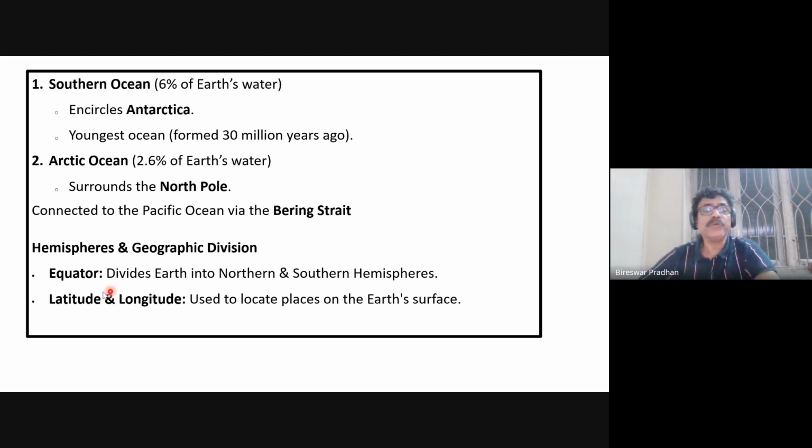Now the equator, coming to the next slide. The equator divides the earth into the north and south hemispheres. If it is spherical, then with the equator, the north and south are there. With latitude and longitude, you look at a place on the earth's surface to indicate it, and then we can identify where it is globally.